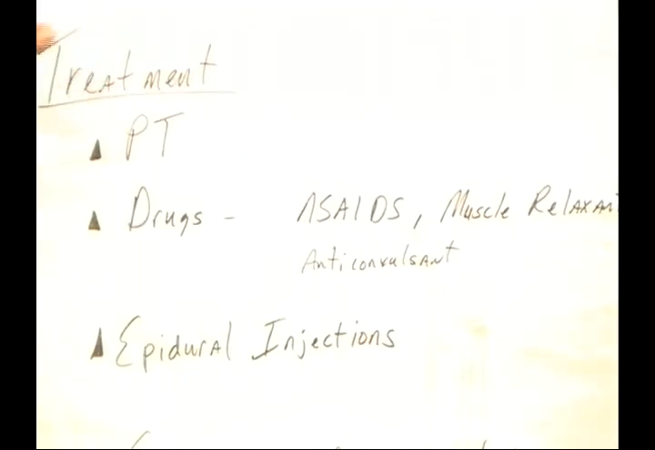Drug intervention for this would be non-steroidal anti-inflammatory drugs, your muscle relaxants, antidepressants, anticonvulsant drugs. So basically, we're going to deflame it and get it calm, make the muscles be relaxed around it. And we're going to give you enough medication so you don't care.